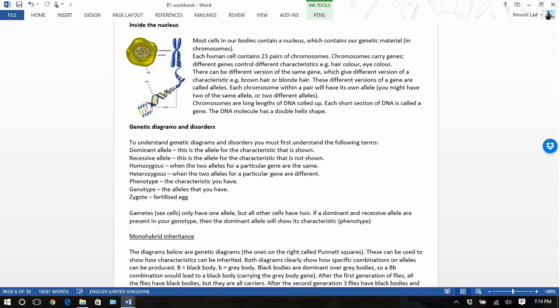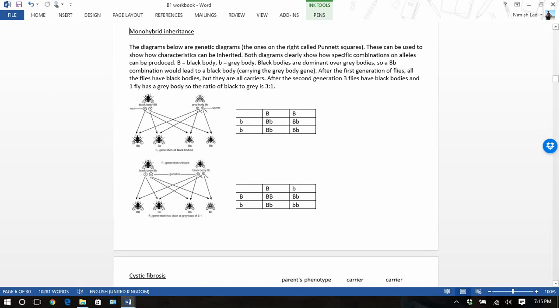Okay. So these are different versions, and they're called alleles. You have one version that leads to brown hair, and one version that leads to blonde hair. So different versions of the same gene. One gene talks about hair color, but one allele of that is brown hair, and the other allele is blonde hair. Each chromosome within a pair will have its own allele. So you might have two of the same allele, you might have two different alleles, and we'll get onto that in a bit when we talk about inheritance. Chromosomes are essentially a long length of DNA coiled up. Each section of DNA is called a gene. The DNA molecule has this double helix shape here. And you learn about how we came up with that structure in B2.